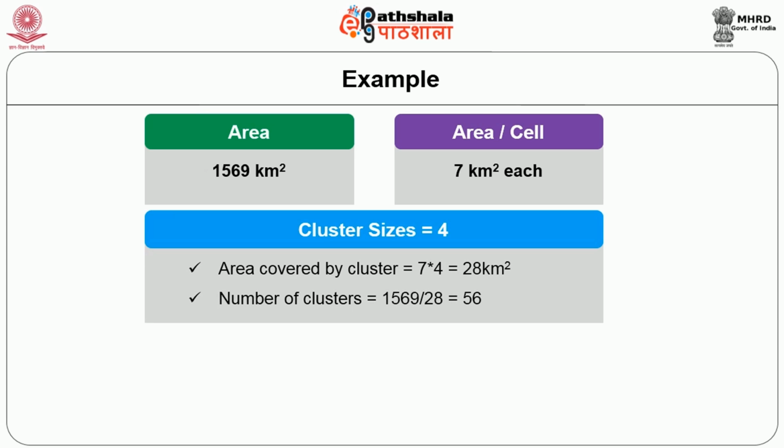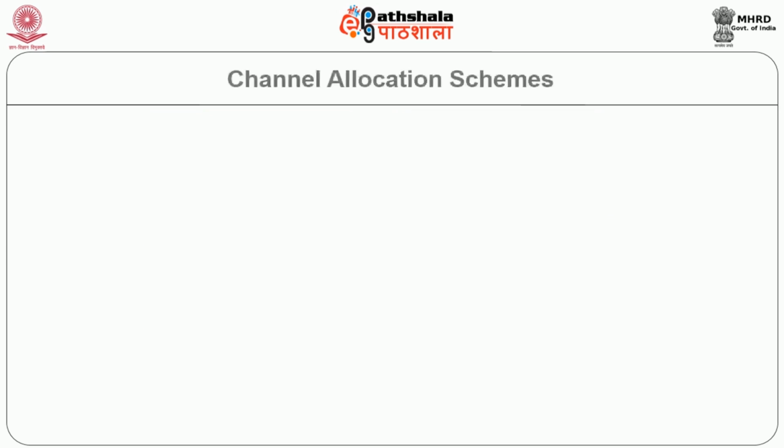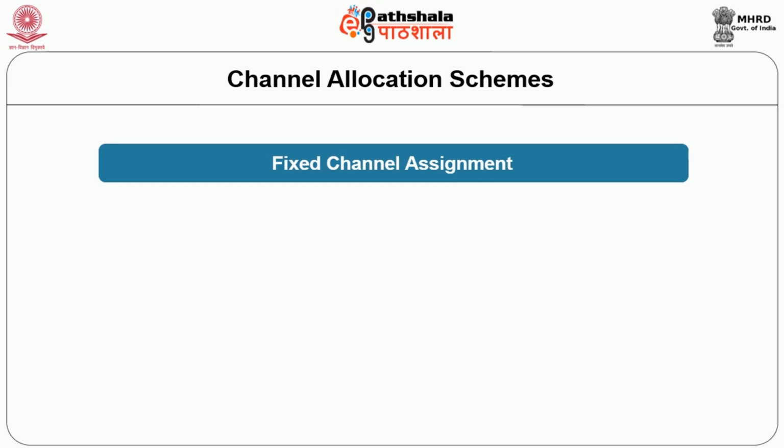The area covered by the cluster is 28 kilometer square. Therefore, the number of clusters, if I divide this, I get 56. So if I increase the cluster size, the number of clusters of course would be reduced, that is 1569 divided by 49, which is equal to 32. Let us move to the next topic, that is how channels are allocated between the cells.